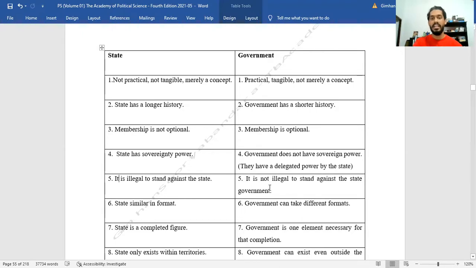And it is, it is not illegal to stand against the, yeah, there's a small printing mistake here. It is not illegal to stand against the government, not the state. It is not illegal to stand against the government, right?